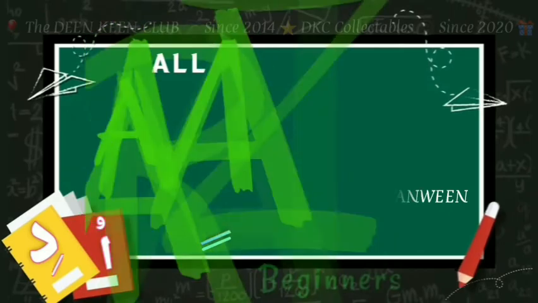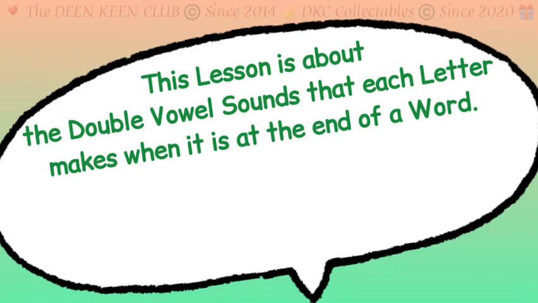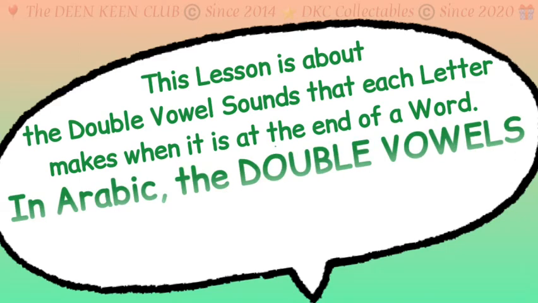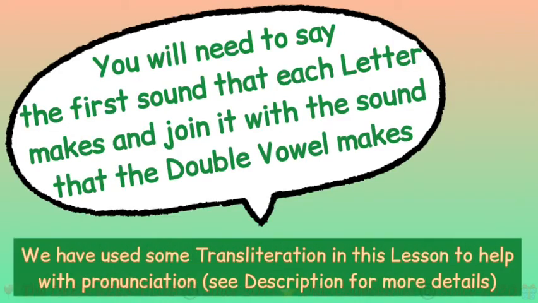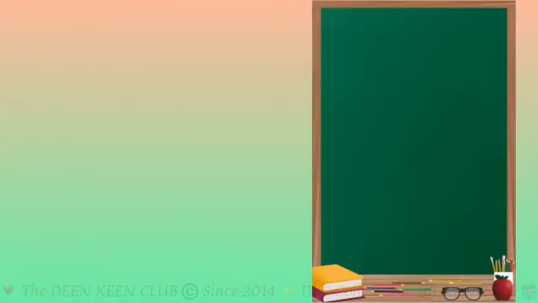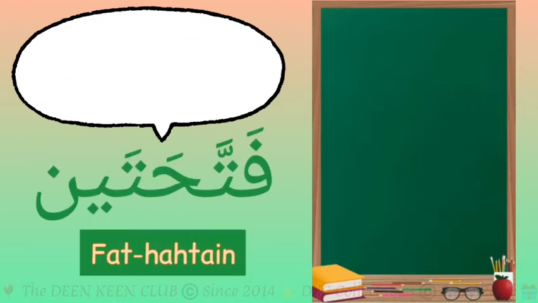All About Amazing Arabic. Tanween. This lesson is about the double vowel sounds that each letter makes when it is at the end of a word. In Arabic, the double vowels are called Tanween. You will need to say the first sound each letter makes and join it with the sound that the double vowel makes. The first double vowel is FAT-HAHTAIN.